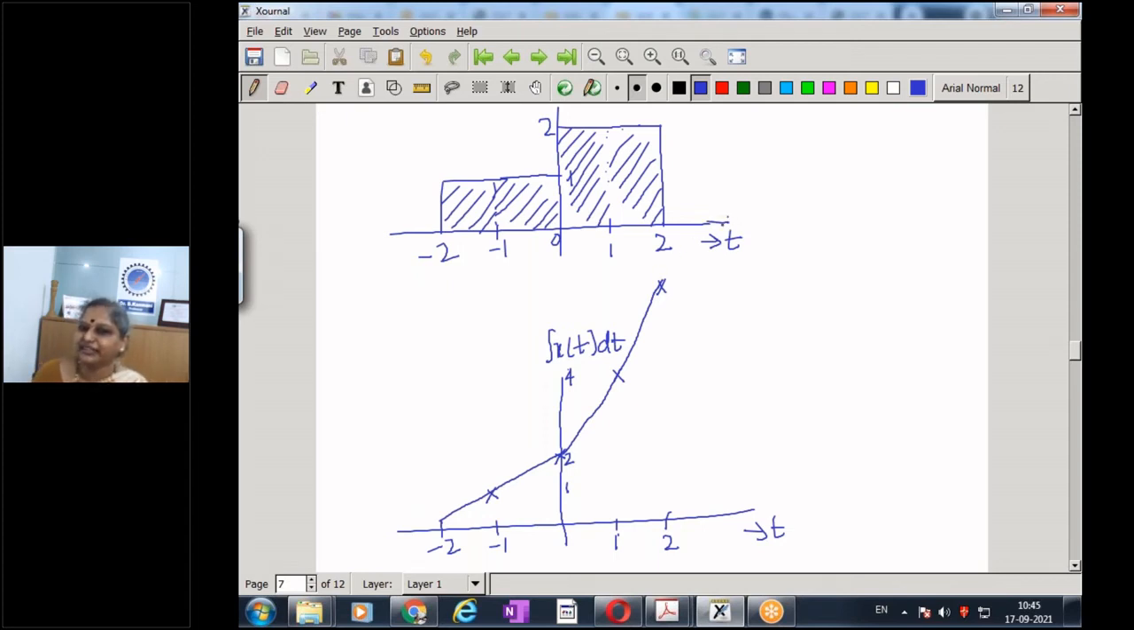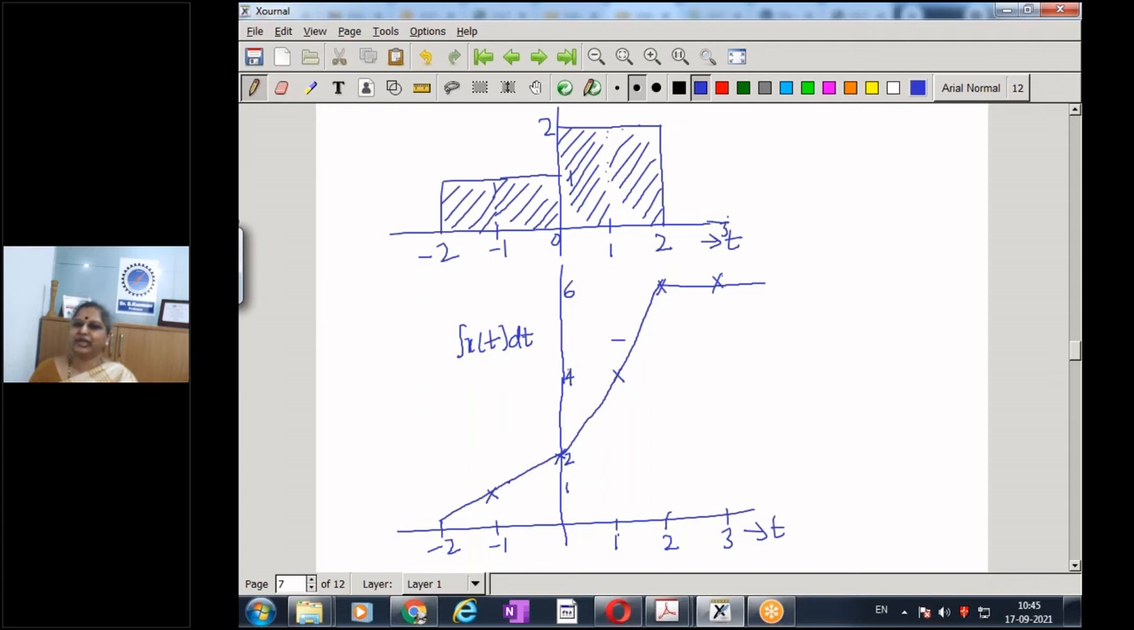I stand at 3 and look to my left. What do I see? And what will I see? How much area will I see? I will see 6. What if I go a little more ahead? So I am going to see 6.